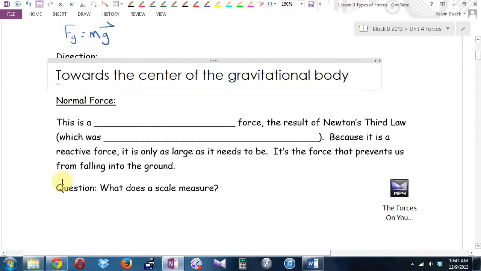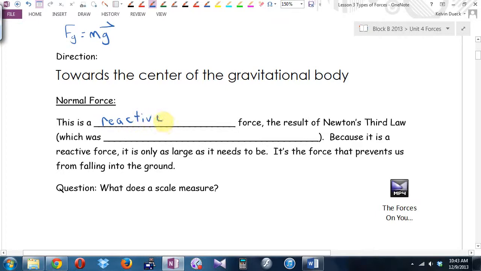The one we're going to spend a lot of time talking about today is something called the normal force. Now, this is a reactive force. It's the result of Newton's 3rd law. What was Newton's 3rd law? Forces come in pairs. Because it's a reactive force, it's only as big as it needs to be. It will never be bigger than the pair that caused it in the first place.